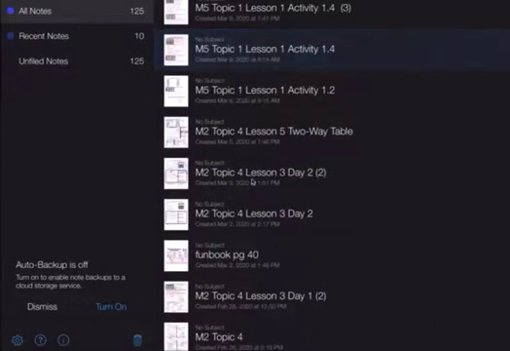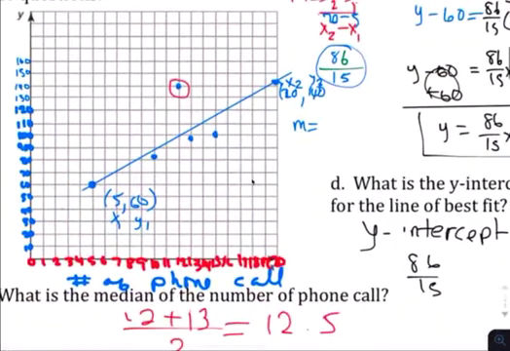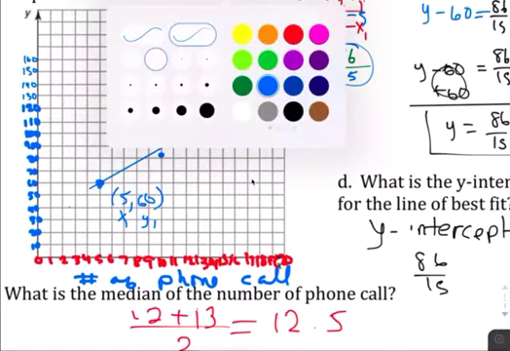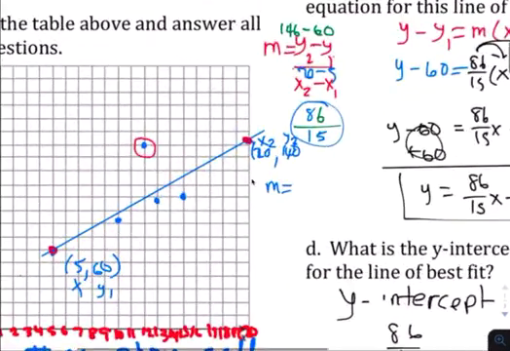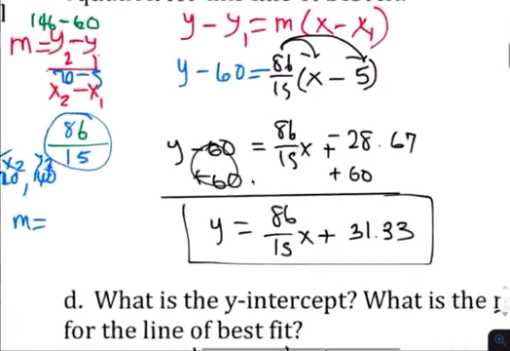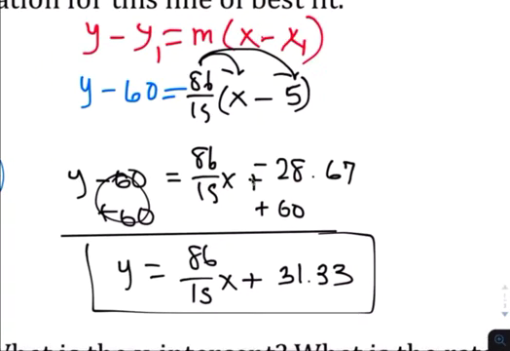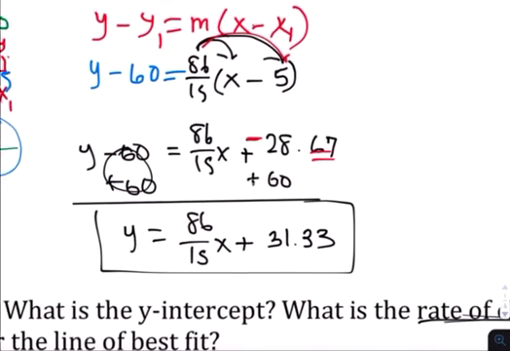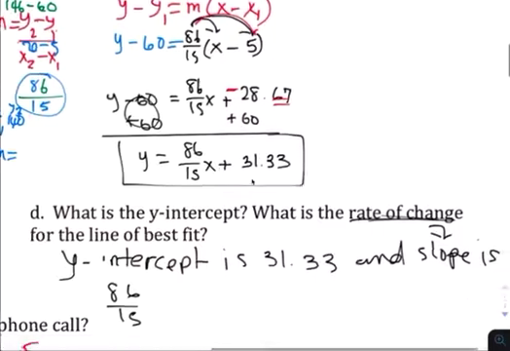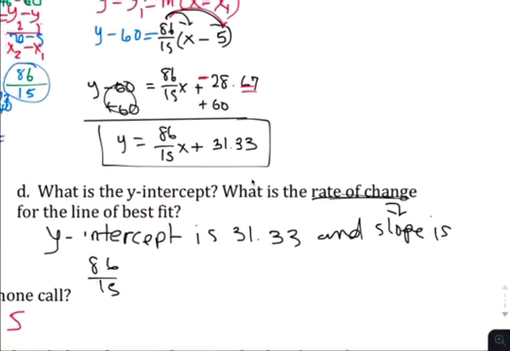Now, if you have this one where we chose the bottom one and the top one, the line of best fit is okay, and when you did this slope, you got 86 over 15, and that's fine too. You just need to use that, and when you multiply, you'll get a decimal. Just round it to the nearest hundredth. And you add 60 and you get 31.33. You end up subtracting because this is a negative. Okay, and then your y-intercept is that, and your slope is 86 over 15.